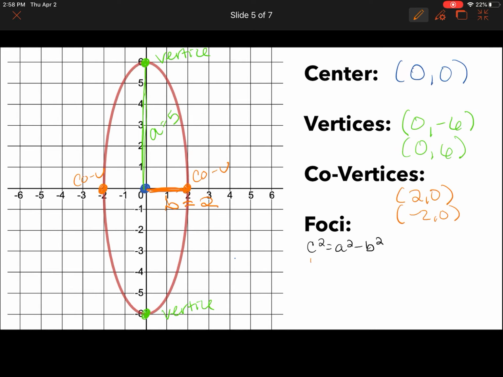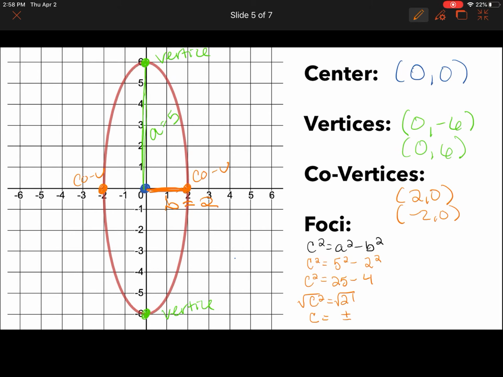So now we're going to do C squared is equal to A is 5. So 5 squared minus B squared, which is 2, so 2 squared. So C squared is equal to 25 minus 4. C squared is equal to 21. Take the square root of both sides. C is equal to plus or minus. Remember, when you take the square root, it's always going to be plus or minus.